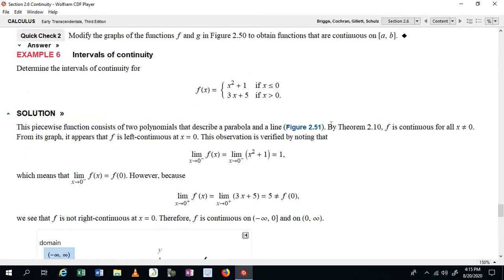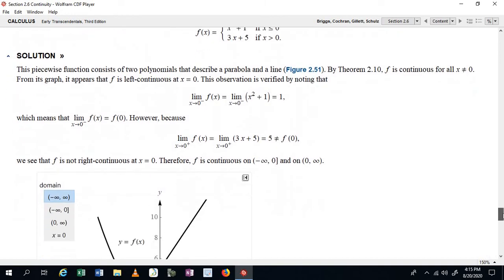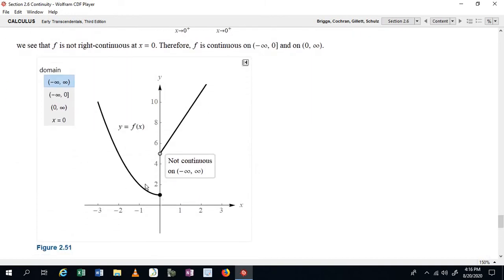Now the reason is, as long as x is less than or equal to 0, the output of this function is this parabola, right? And that parabola, x squared plus 1, looks like this. I mean, x squared looks like this. When you add 1 to it, it shifts it up 1. All right, so x squared plus 1 would be this parabola.